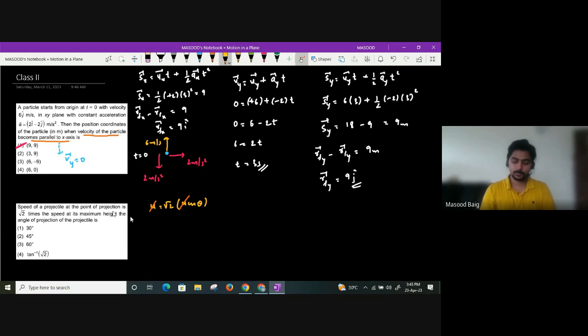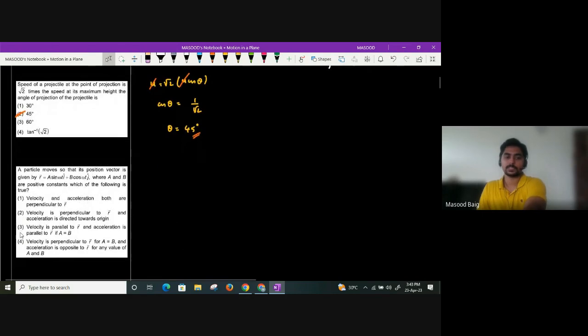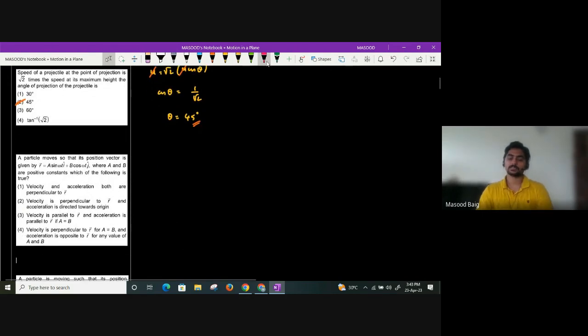Speed at point of projection is root 2 times the speed at its maximum height. For the angle of projection, we got cos theta value as 1 by root 2. For what value will cos be 1 by root 2? For 45 degrees, guys. So answer should be how much here? 45 degrees. Clear, everyone? In the same manner, next case, very important case.